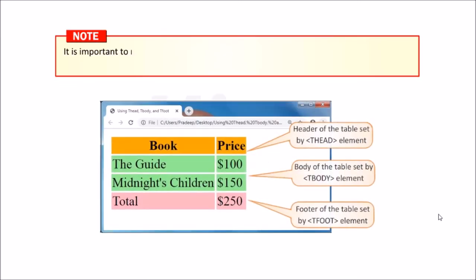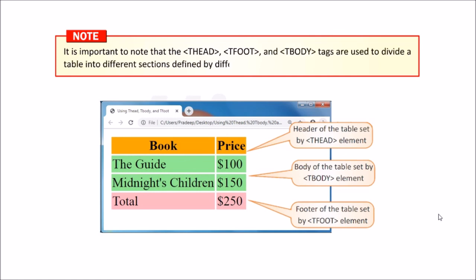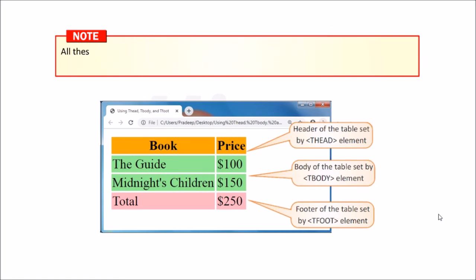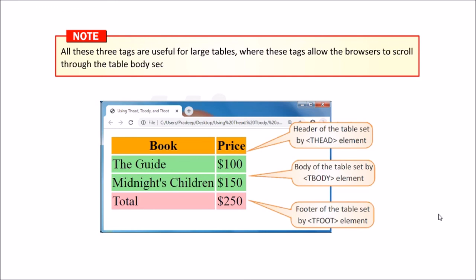Students, it is important to note that the THEAD, TFOOT, and TBODY tags are used to divide a table into different sections defined by different borders. All these three tags are useful for large tables, where these tags allow the browsers to scroll through the table body section while fixing the position of header and footer sections.